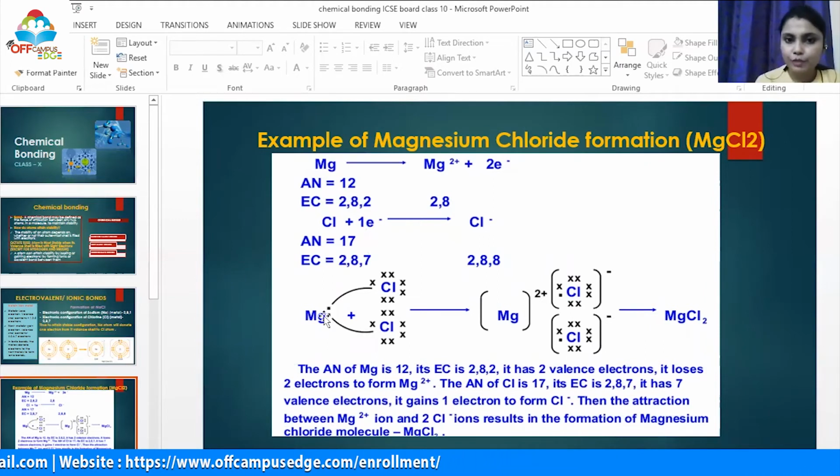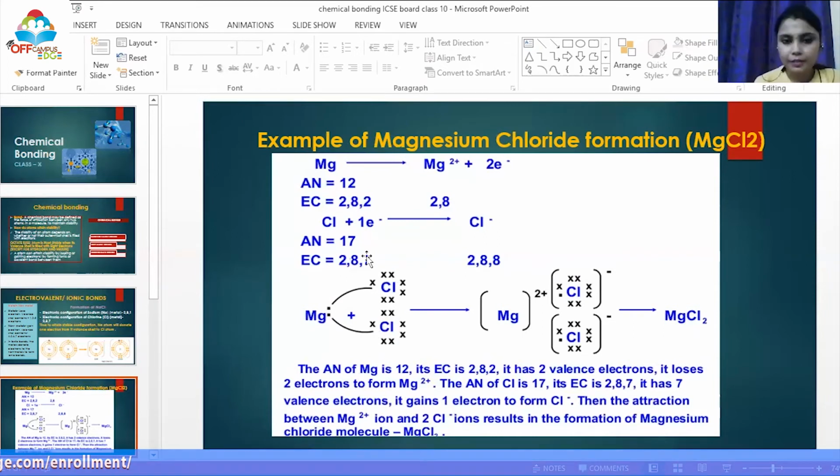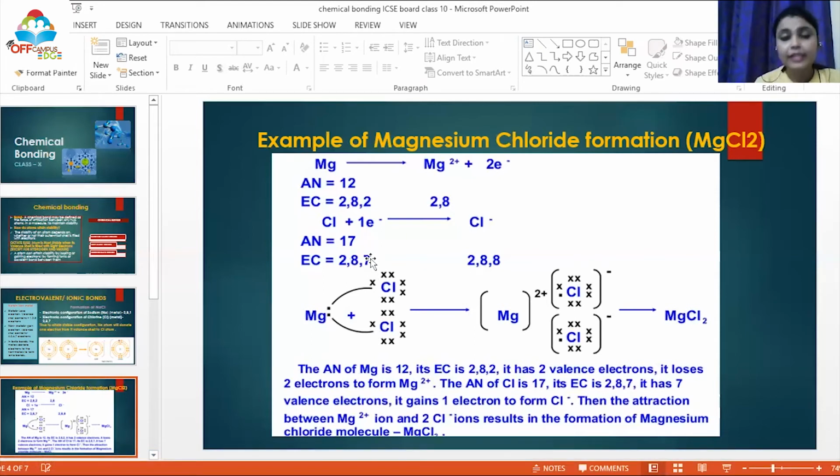So magnesium will be donating 1 electron to each of these chlorine atoms. Chlorine atoms have 7 electrons in their valence shell. So each of the atoms will be accepting 1 electron from the magnesium atom and will attain an octet. So it will become 2, 8, 8.